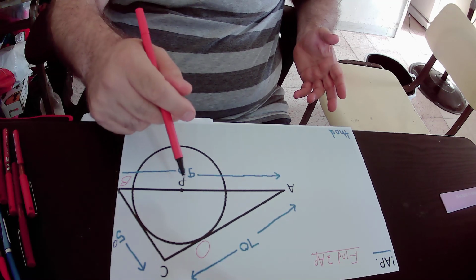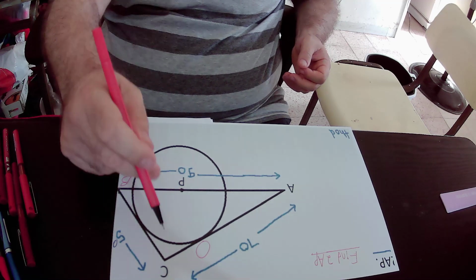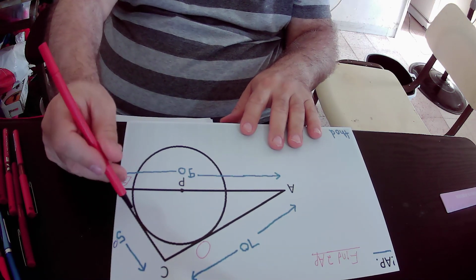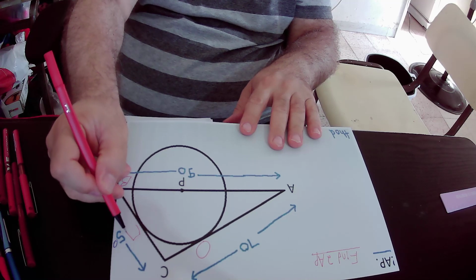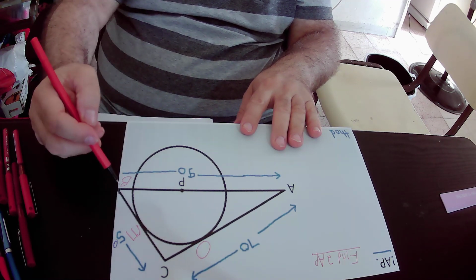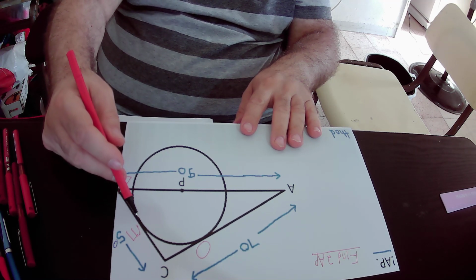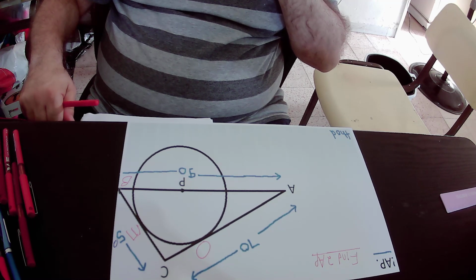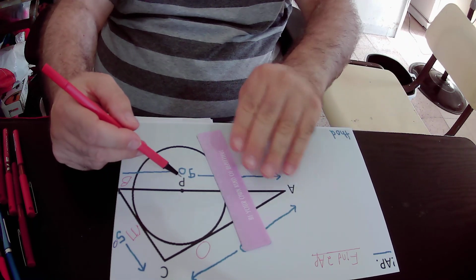Side AC is tangent to the circle at point O, and also side CB of the triangle is tangent to the circle at a point we will call point E, or the touching point between side CB of the triangle and the circle is called point E. In the next step we will connect points O and P together by a straight line.